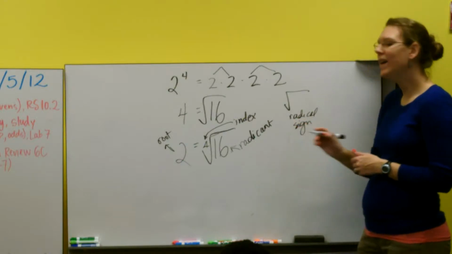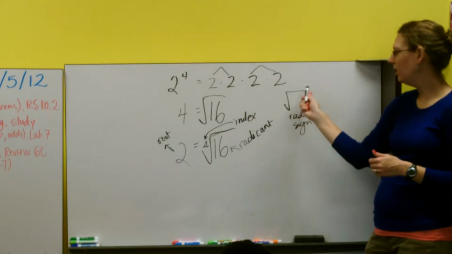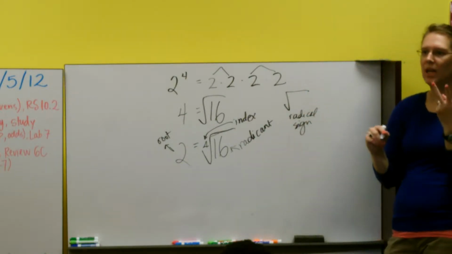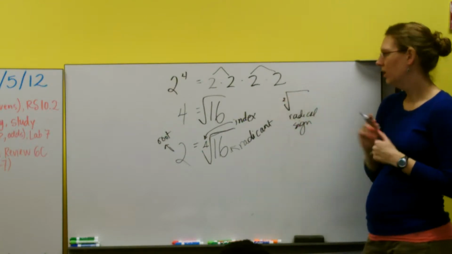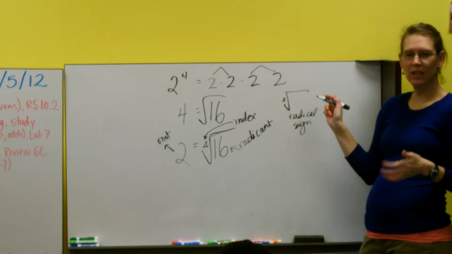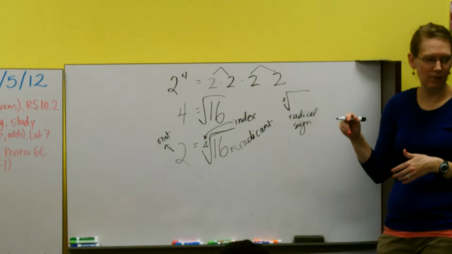When we say the square root, we really shouldn't call that the square root, because the square root means that there's an invisible 2 up there. You're never going to see the 2. He's always invisible.